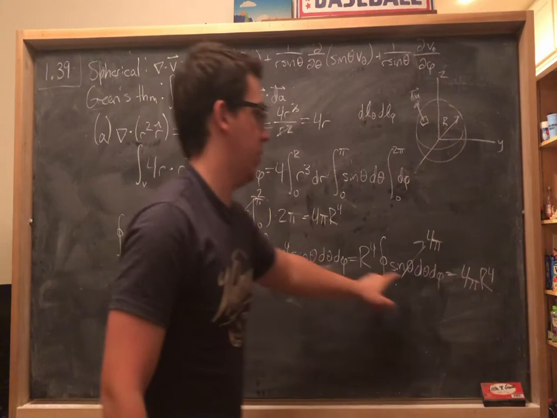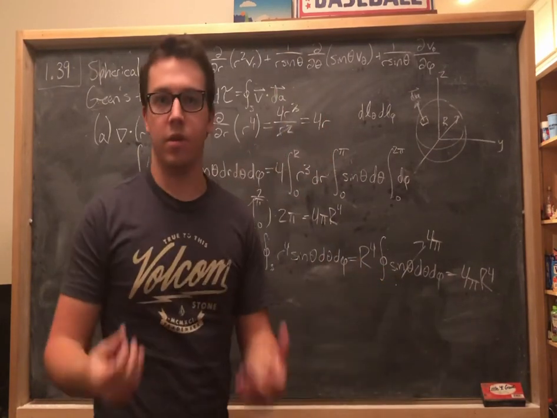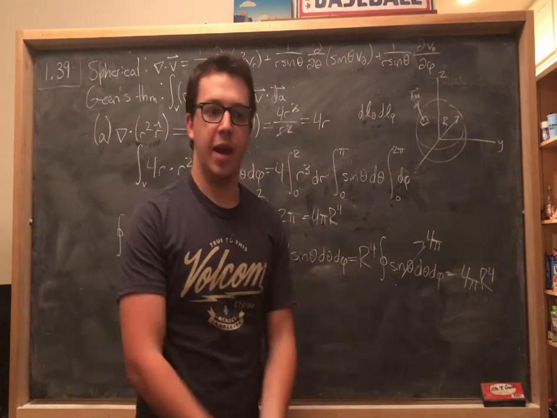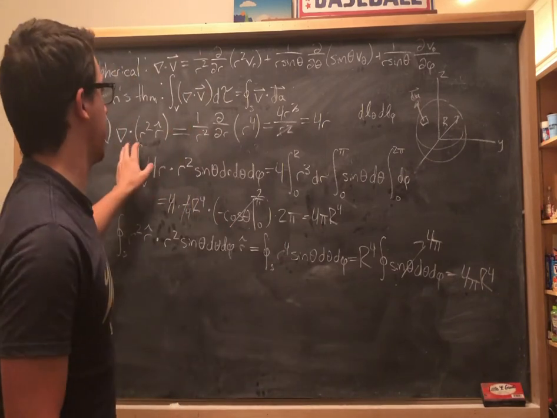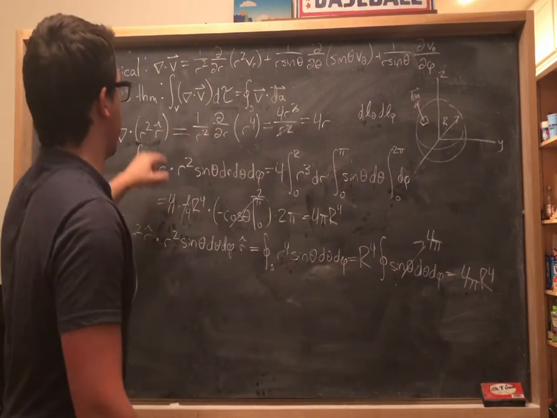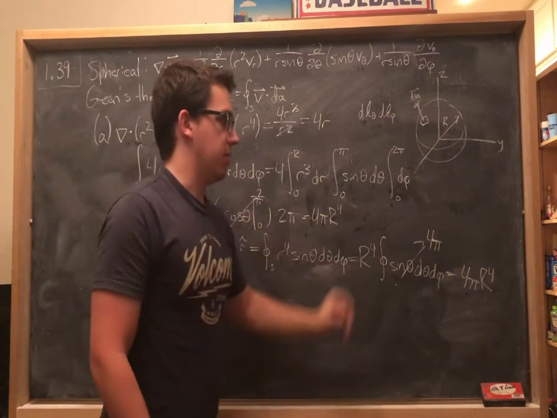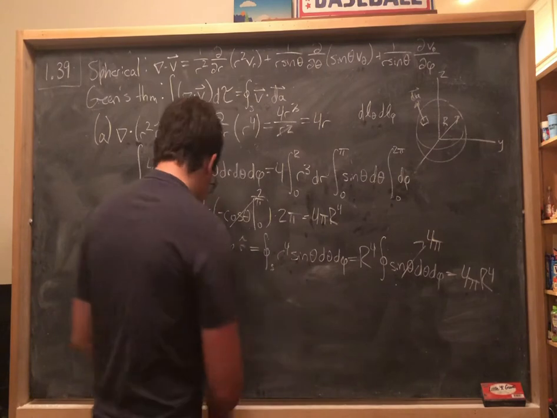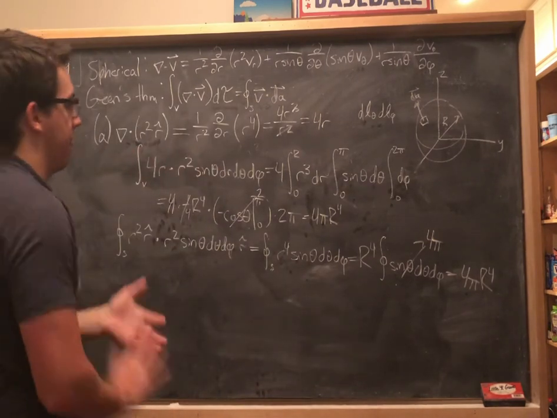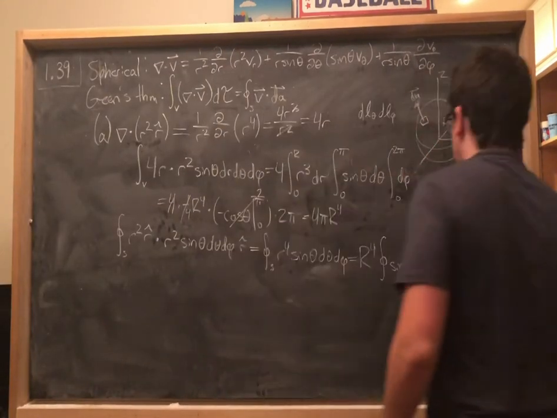4 pi R to the fourth, 4 pi R to the fourth, they're the same. We have confirmed that the divergence theorem works here. So we're confident in our calculation of the divergence, and we're confident that this looks good because the theorem has held up.